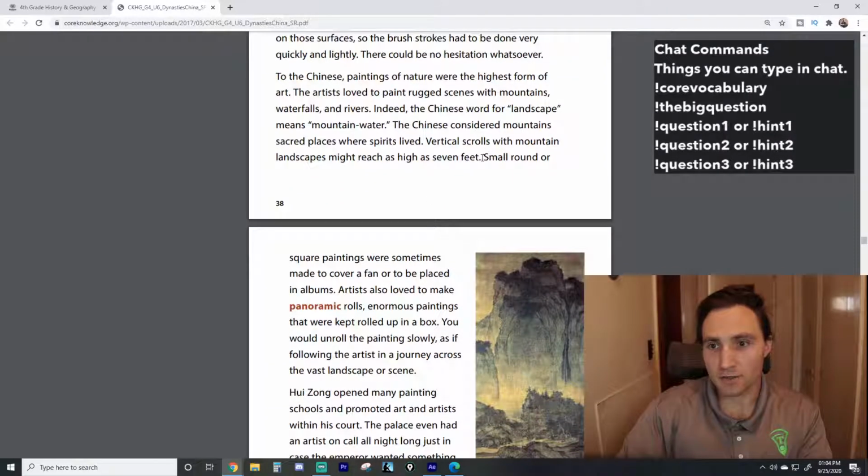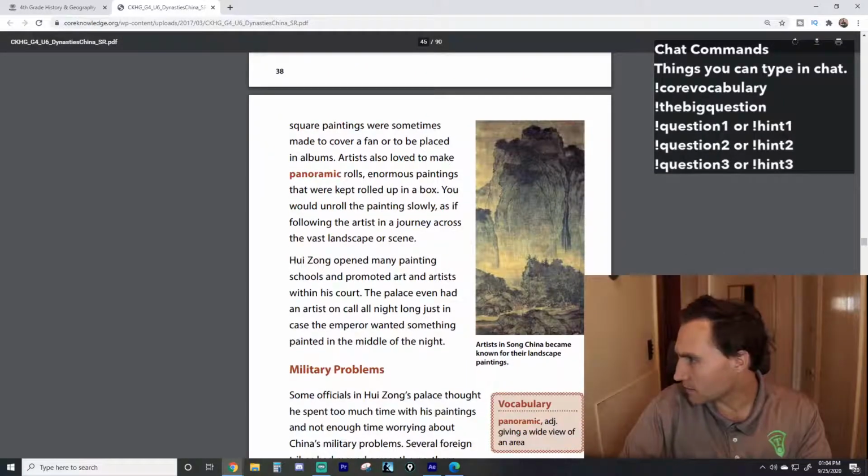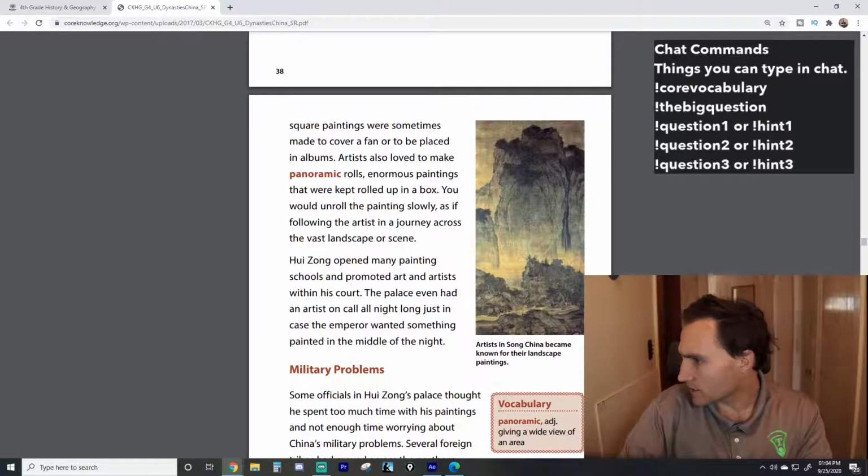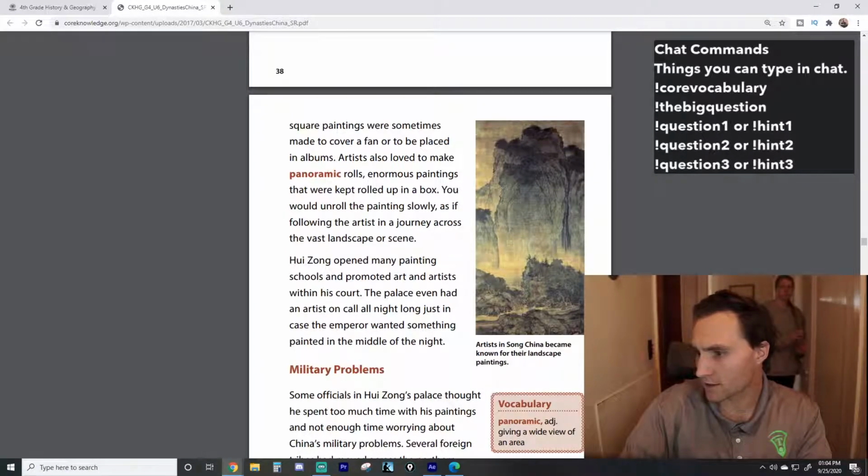All right, so let's continue to read. Make sure you're following along. We're going to start here at the very end of page 38, and we're going to go down to page 39. And there will be question 4 after we read page 39, all right?